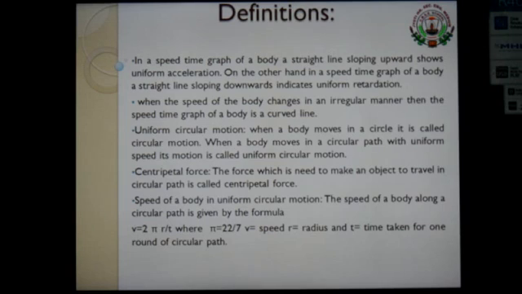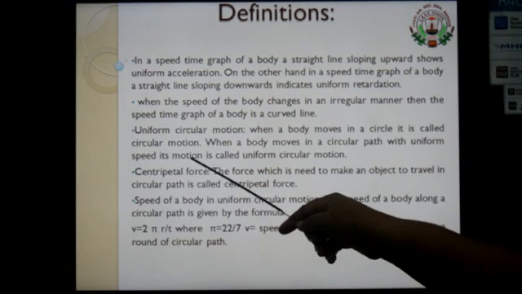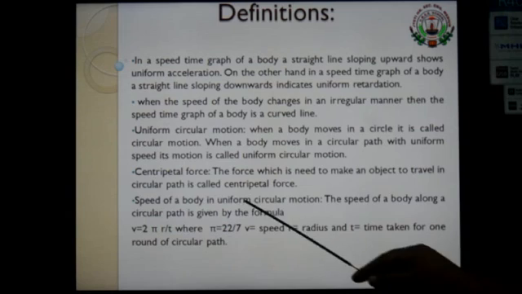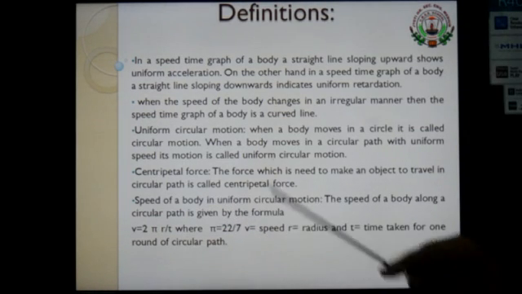Now let us see what is uniform circular motion. What is circular motion? If a body moves in a circle, it is called a circular motion. When a body moves in a circular path with uniform speed, then its motion is called a uniform circular motion. And we have seen that a force is required to make a body move in a circular path, and that force is called a centripetal force.